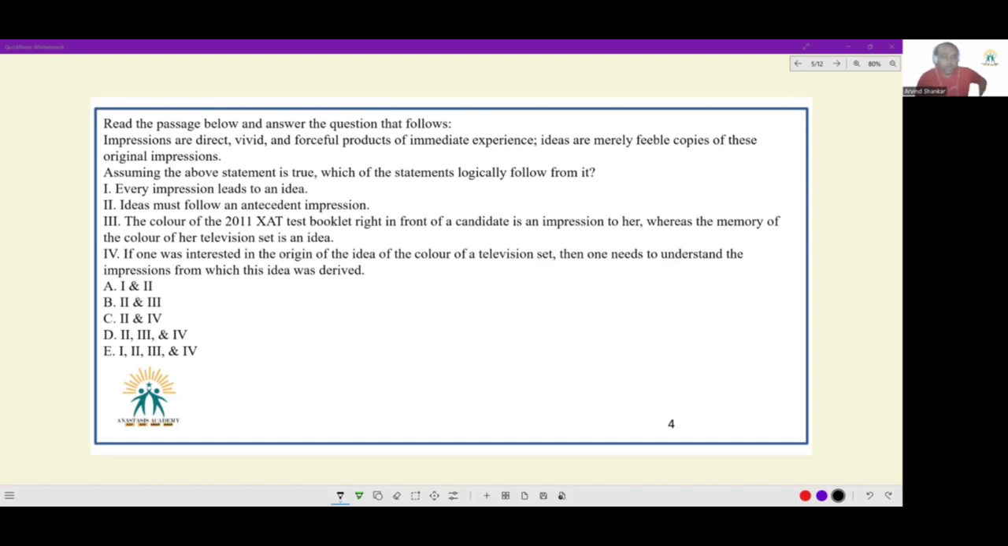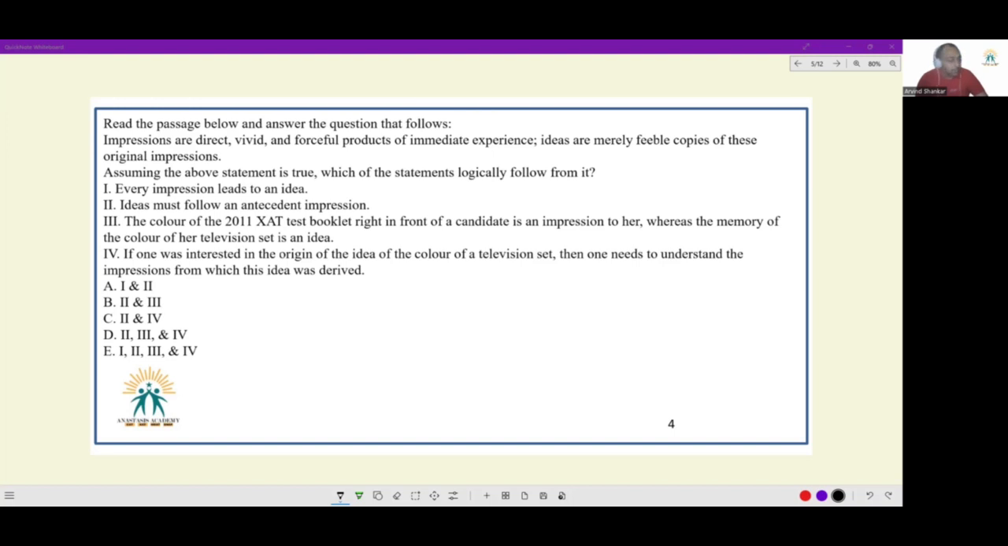Every impression leads to an idea. This is not valid. Every impression will necessarily lead to an idea is not really implied. This is far too categorical in nature. So let's say while walking on the road, I saw a dog walking. Does that necessarily lead to an idea? Do I think about it? Do I process it in some way? Do I analyze that information?